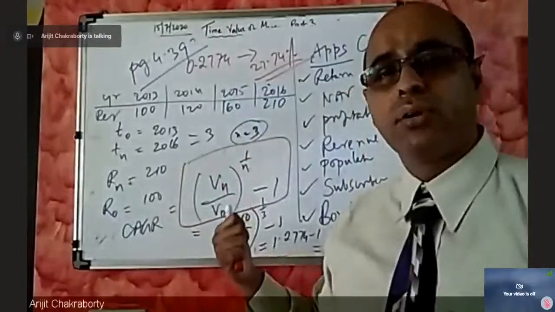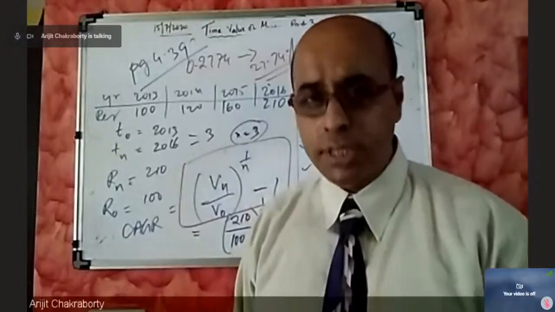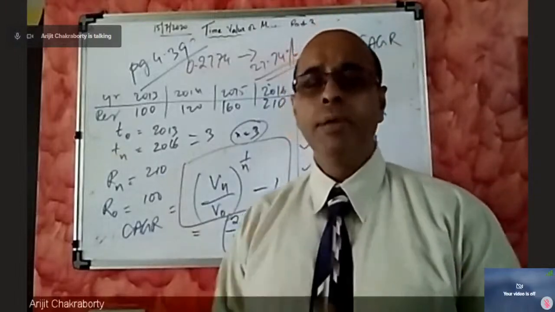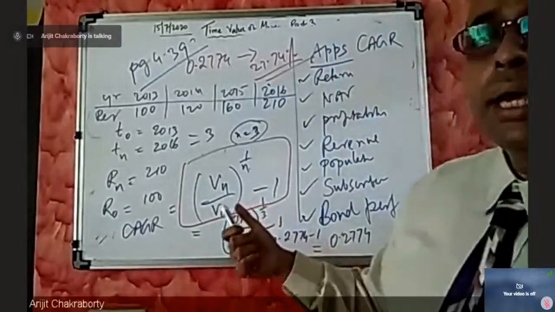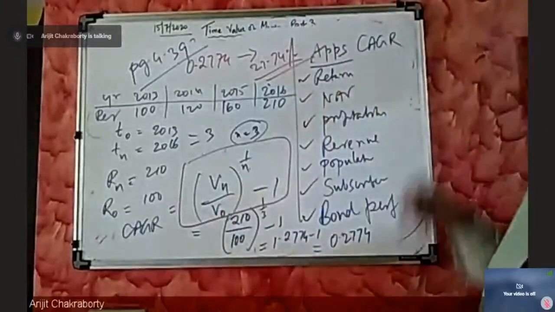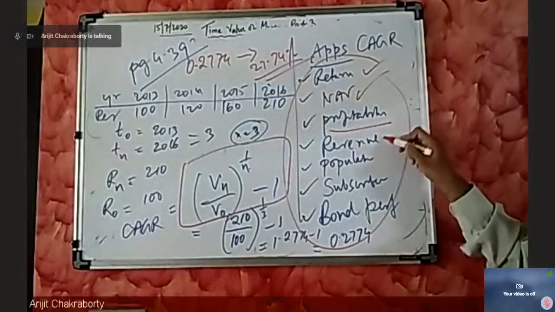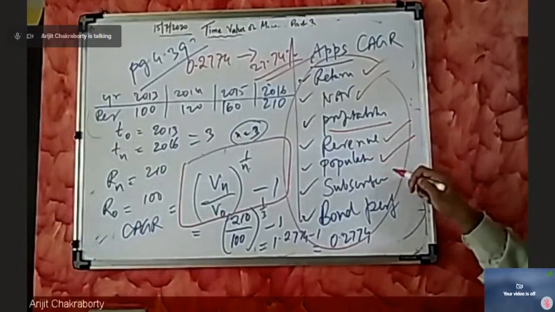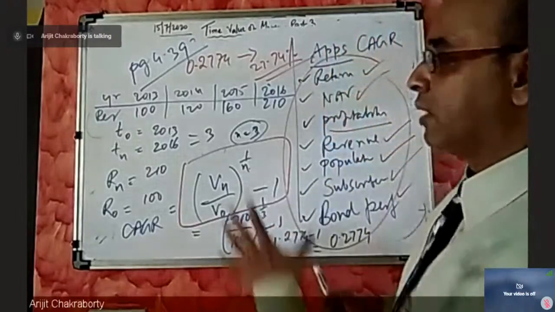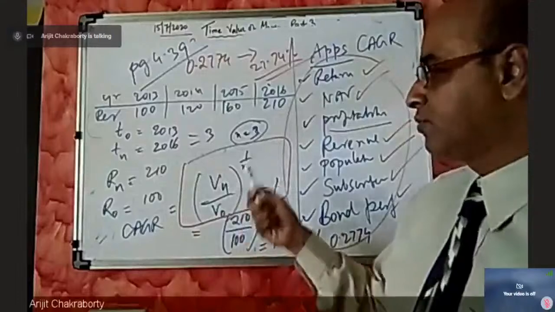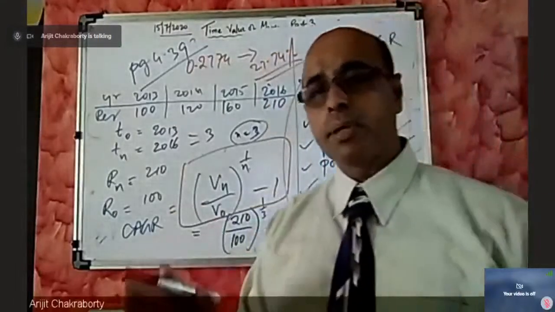We have looked at the present value of cash flows, and when to accept a business proposal: when NPV is positive, more than 0. NPV less than 0 means you reject the proposal. Finally, we have looked at the compounded annual growth rate. These are the applications: return calculation, NAV calculation, profitability, revenue, population growth, subscriber base, customer base, bonds performance. We have seen the formula (Vn by V0) to the power 1 by n, minus 1. So the entire chapter we have done in detail.